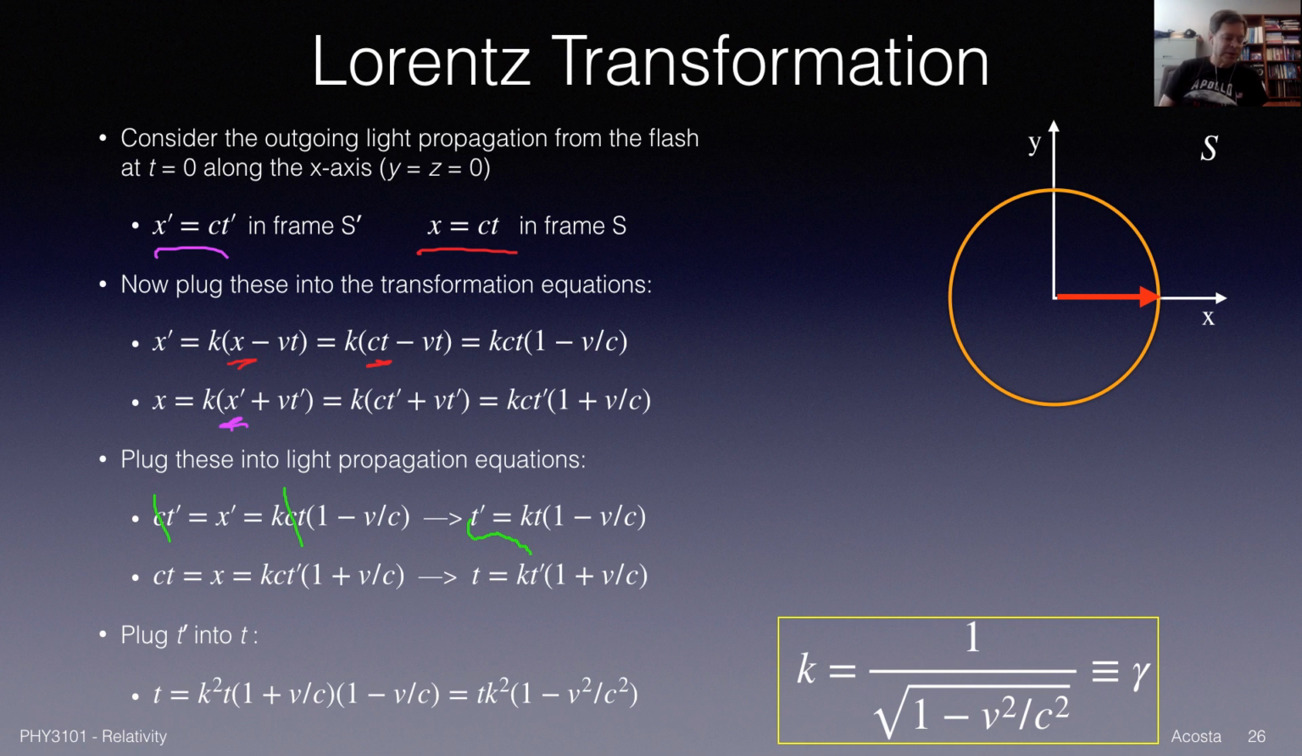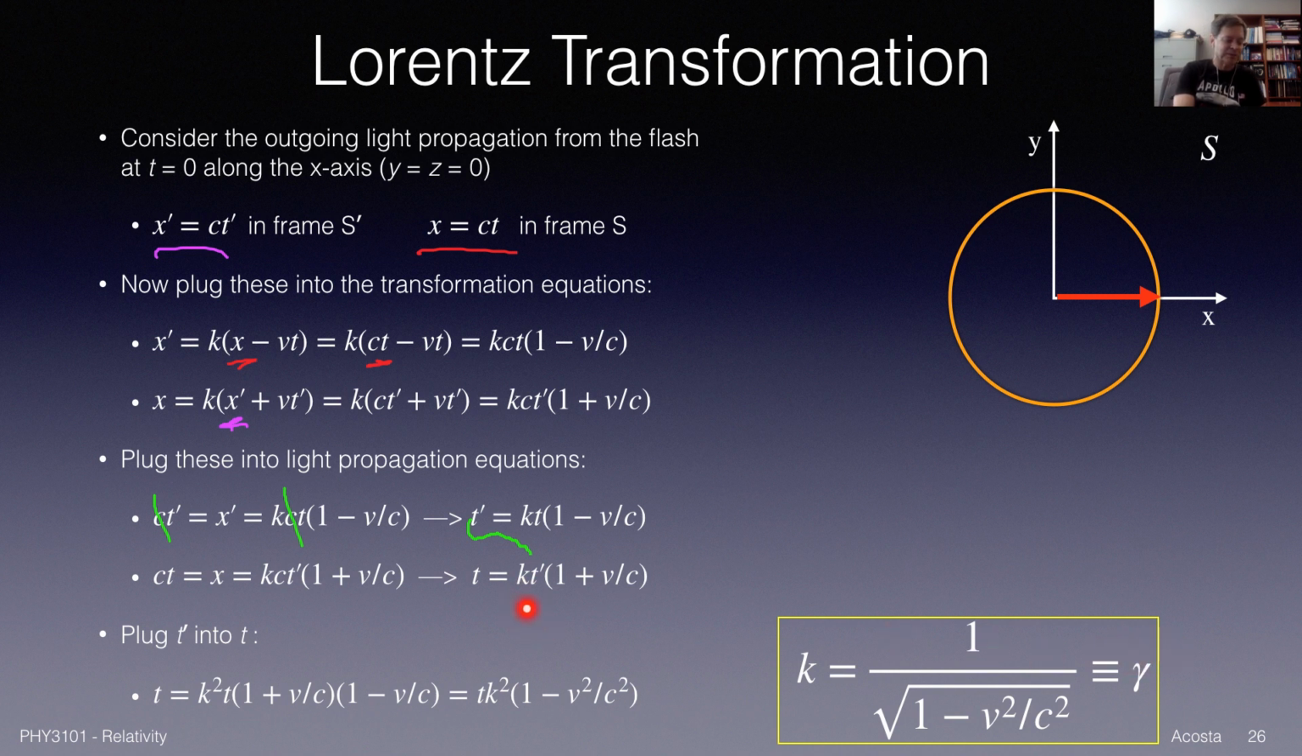And what does this tell me? The only way this equation can be true, that t equals t, k squared times 1 minus v squared over c squared, is that k squared times 1 minus v squared over c squared better equal 1. Right? Otherwise I don't get the right thing. So that means k squared has to be 1 over 1 minus v squared over c squared. So if k squared is 1 over that, the square root of k squared, which is k, has to be 1 over the square root of 1 minus v squared over c squared. So that equals gamma.